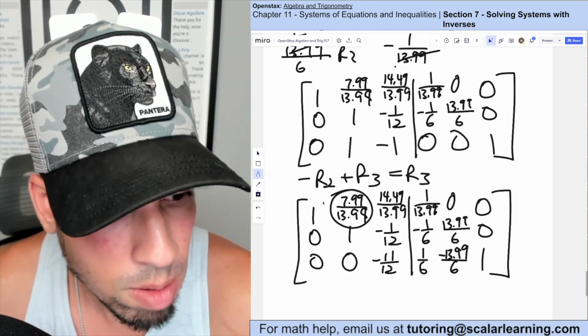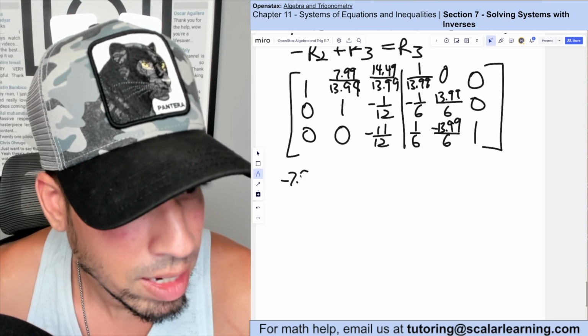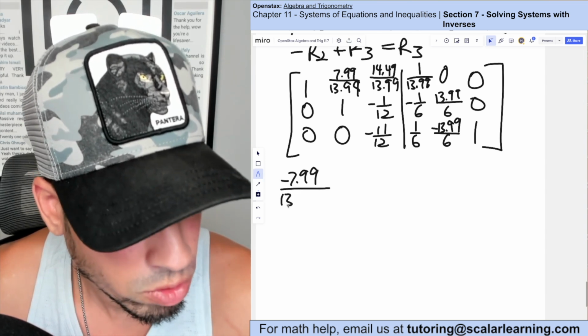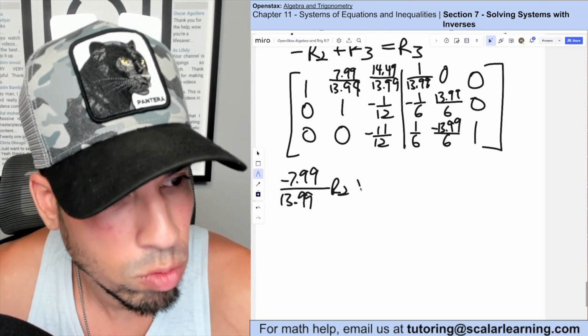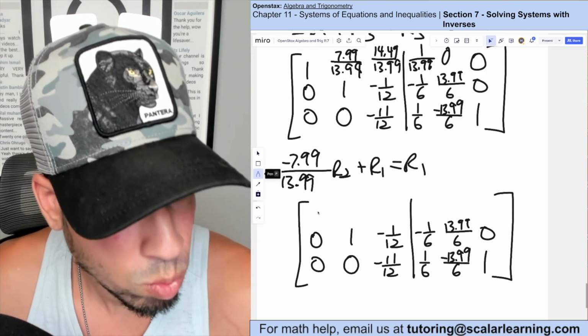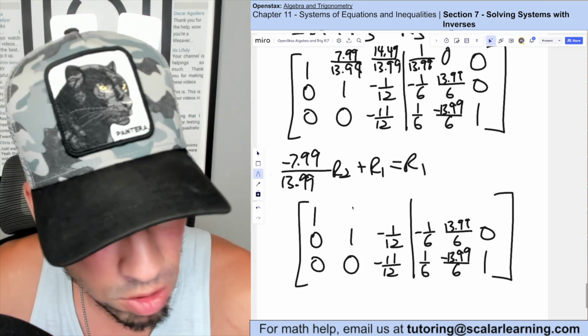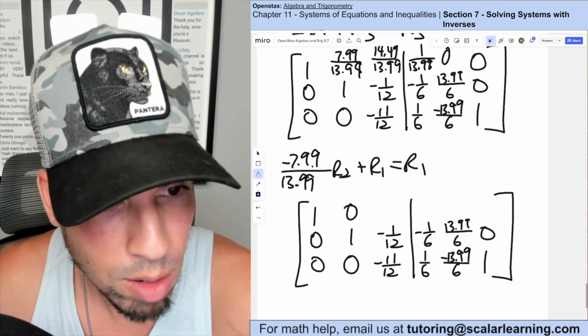Great. Now I'm going to flip that to a 0. And we're going to do that by multiplying negative 799 over 1399 times row 2 plus row 1 to get a new row 1. Let's write it out. So we got 0 plus 1 is 1. Negative 799, whatever, plus that. They're opposites, so it zeroes out. Beautiful. Okay. Now we got the fun one.